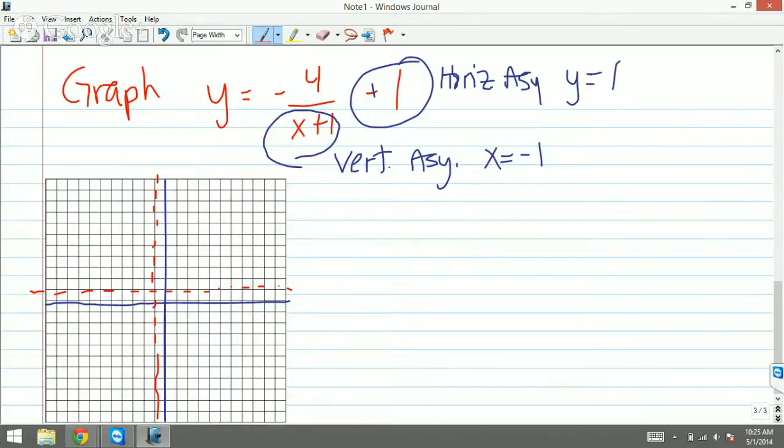So I have my brackets. Where do I orient this thing? Let's choose 0 and -2. The vertical asymptote's -1, so I want to choose 2 points on either side of it for x. What's 0 give us? -4. And -2 gives us 4.